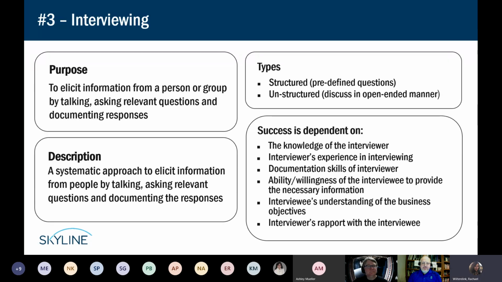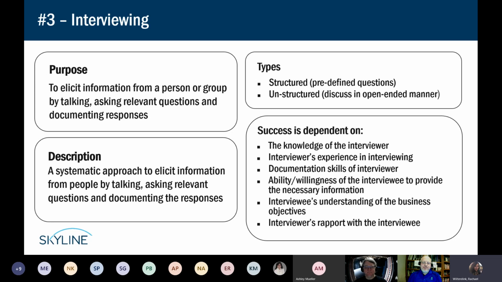Next up, we have interviews. I'm guessing every single person on this call has conducted an interview, so please raise your hand if you have. Tell me what the results are, because I can't see it. We've got 9, 10, 9, 10. Okay, 9 people. Well, you've actually conducted interviews even if you don't think you have. I would say this is probably the most common of all BA techniques.